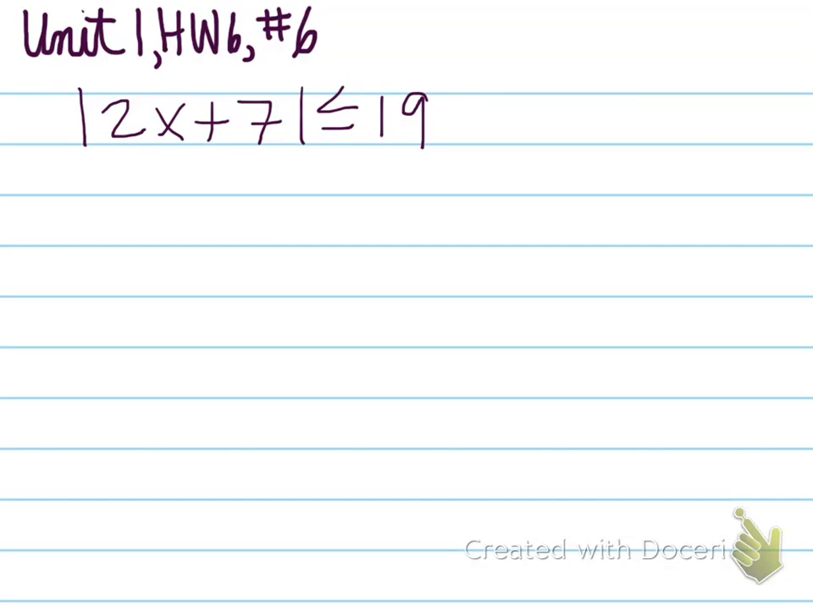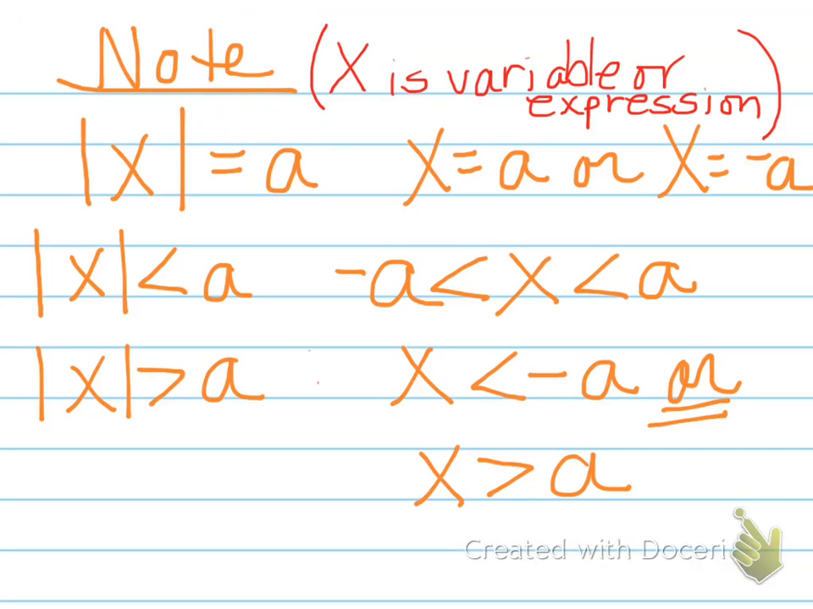I've had a question about Unit 1, Homework 6, a problem similar to number 6, which is the absolute value of the quantity 2x plus 7 is less than or equal to 19. And I made some notes for you on our second screen, so let's pop over there.